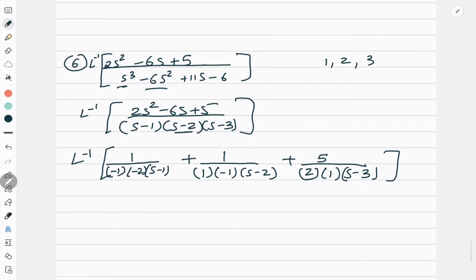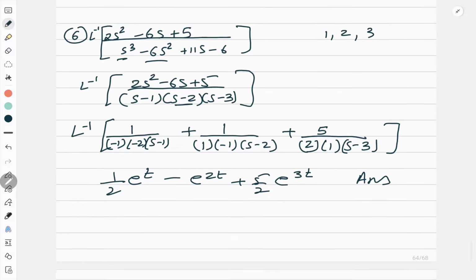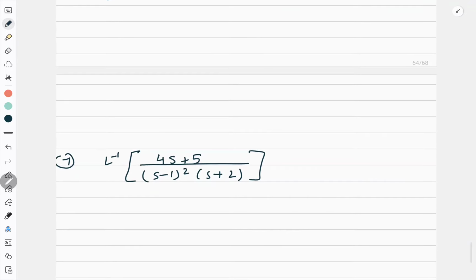It will be 1 by 2 e to the power t minus e to the power 2t plus 5 by 2 e to the power 3t. Okay, so this will be my answer. Simple. Case 1 is very easy. Case 2 is also easy, but yeah, it takes time to solve, right?